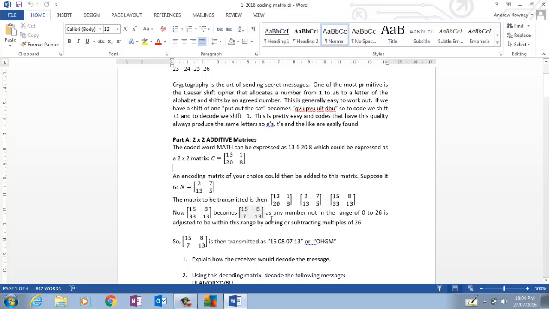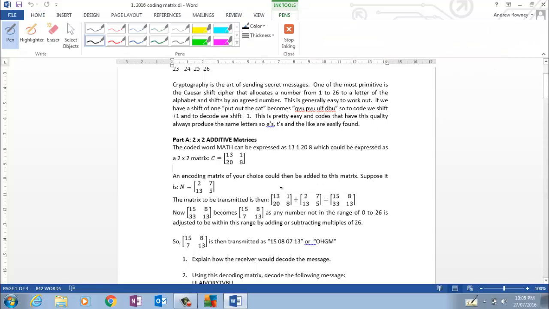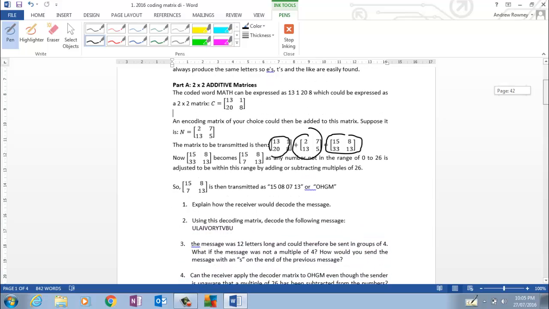So what we do is we could add a matrix. Now the matrix we're adding is 2, 7, 13, 5. And when we send that across, we give that to the receiver. So the sender, to code it, has to have the math matrix, and then you add on the coding matrix. So that's this one here plus this one here. You add the corresponding elements, and that's our message we're going to send to our receiver.